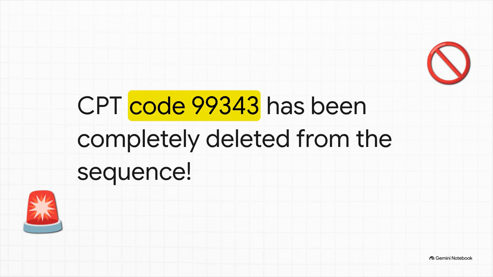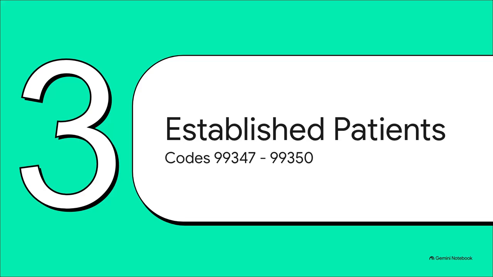If you have older templates lingering in your EHR, or if you're just typing from memory based on how you coded a couple of years ago, putting a 99343 on a claim today is a guaranteed instant denial. The AMA removed it to streamline the time and MDM gaps, so always double-check your sequences. All right, shifting gears to Section 3, established patient codes, which are 99347 through 99350.